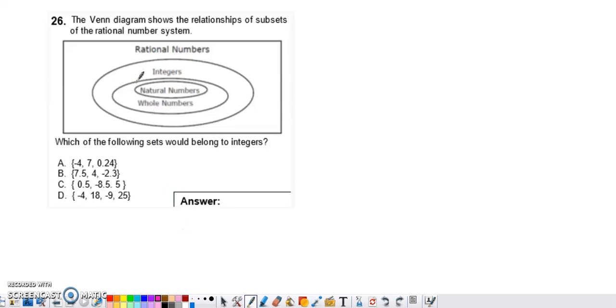Okay, 26. I hope I've got time for this. I'm going to make this real quick. We're looking for the set of integers. The answer is D because all of these guys have decimals in them, which make them rational numbers. So we're looking for the set of integers, boom, D.